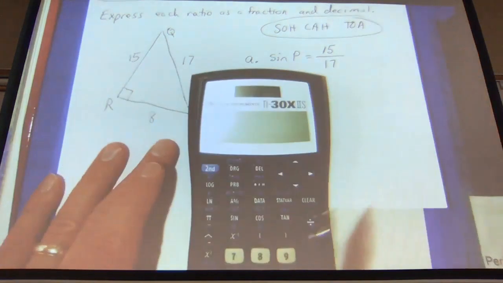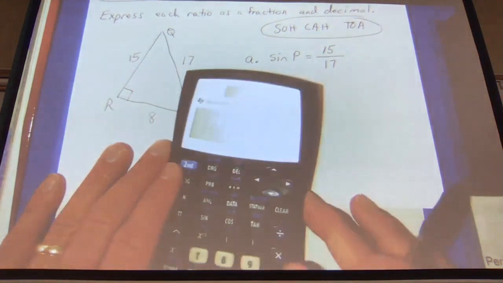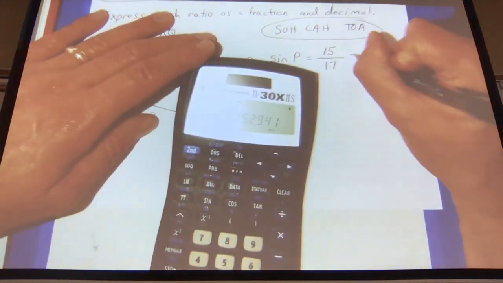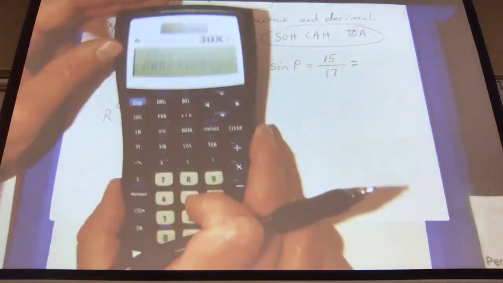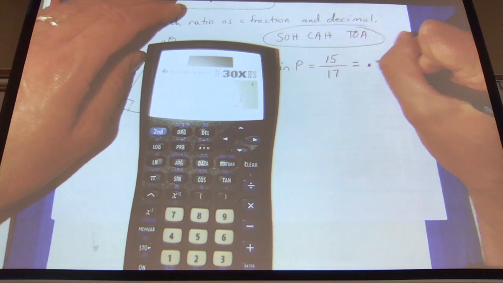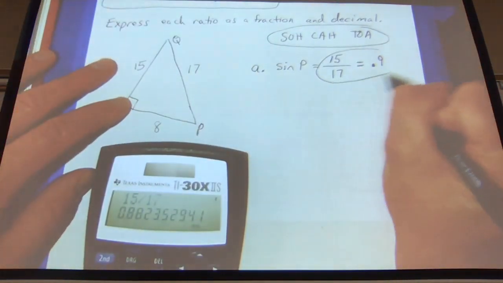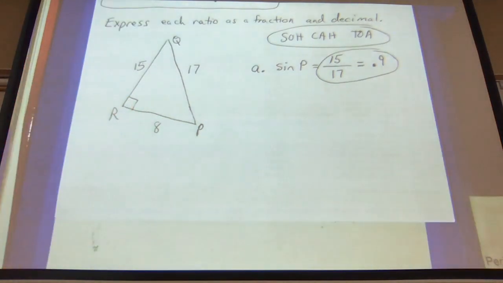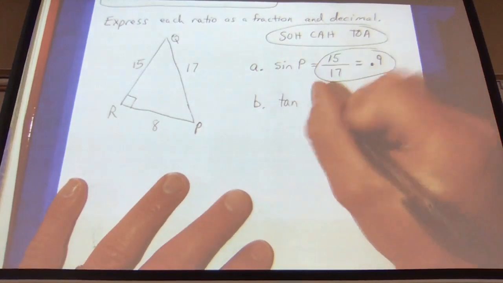Then they also want it as a decimal. So on your calculator, you've got to put 15 divided by 17. And when we get to the test over this, we're going to round to the nearest tenth. So I've got 0.88. If I round that to the nearest tenth, that's going to be 0.9. There are the two answers we're looking for. Let's bounce around a little bit. Let's go tangent of angle P.